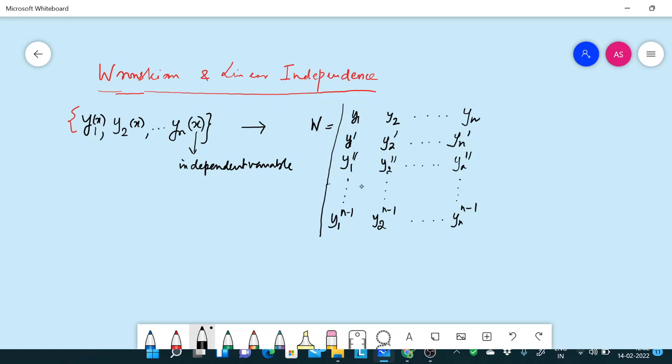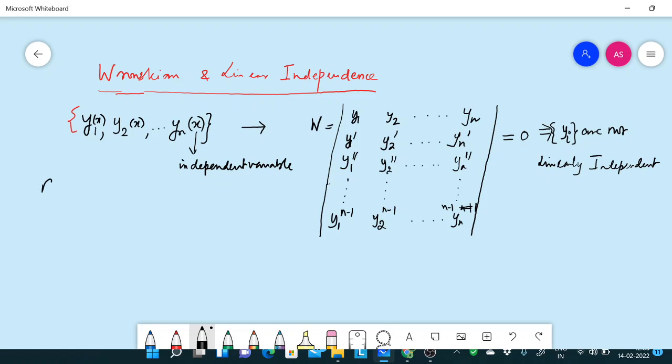So now we have an n cross n matrix, and if we calculate the determinant of this matrix, it will be called the Wronskian. And the property of this Wronskian is that if it is equal to 0, it will imply that the set of these functions is not linearly independent. And we will see how.